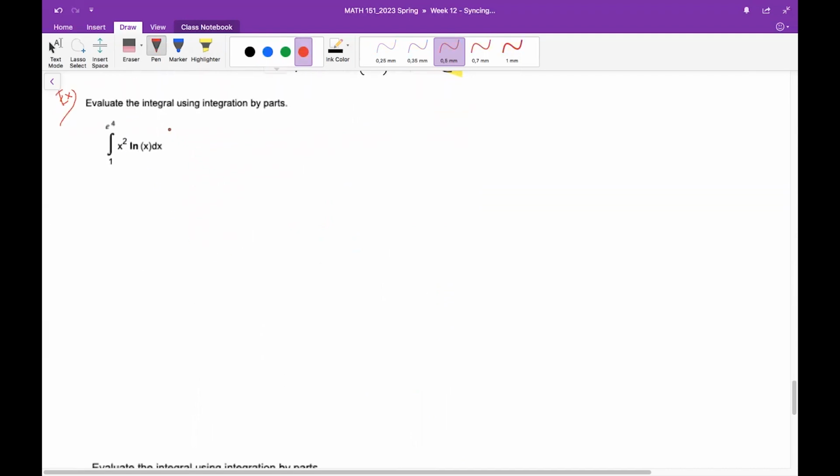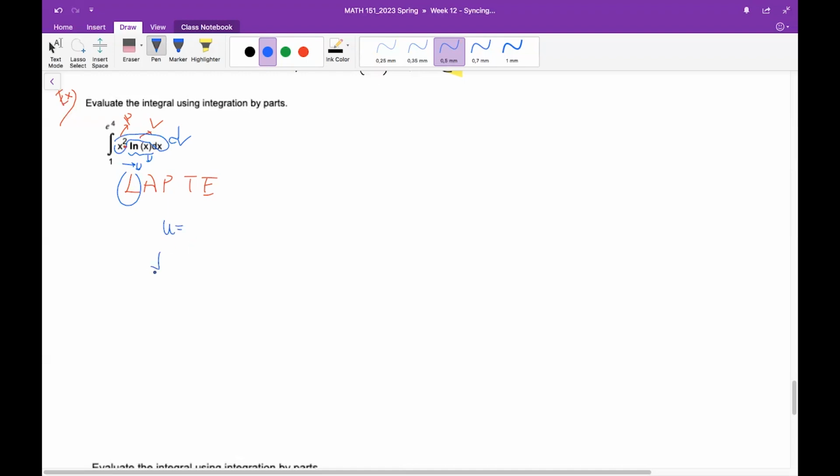Again, you see that we have two different types of function. One of them is polynomial, the second one is logarithmic, and the substitution is not working. And then what we do, we start by writing LIATE to use while applying integration by parts. Polynomial and logarithmic, and L is the first letter. That's why we choose this logarithmic part as u, and the whole remaining part will serve as dv, okay?